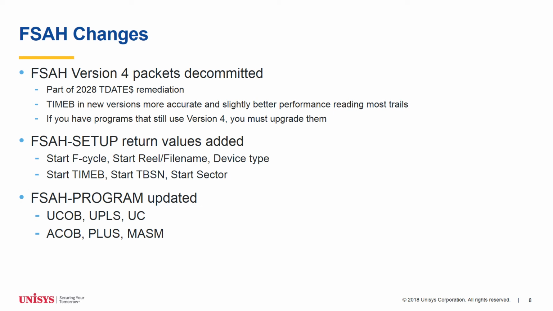The IRU utility file contains sample FSA programs for UCOB, U+, UC, ACOB+, and MASM. We've updated these programs to remove all version 4 packet information. We've also removed time handling or replaced time handling that used TDate timestamps with time B format timestamps and library or language-based time processing routines.